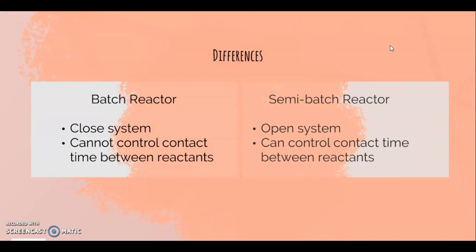Batch reactor is a closed system, whereas semi-batch reactor is an open system. What is a closed system? A closed system is when no reactant flows into the system and none is leaving the system until the end of the reaction. While in the open system, the semi-batch reactor will have some addition or removal during the course of the reaction.